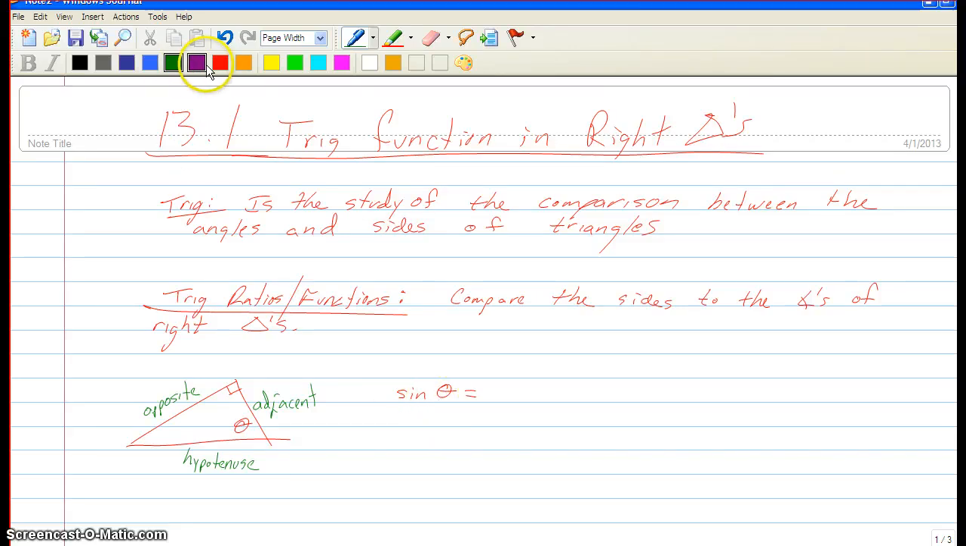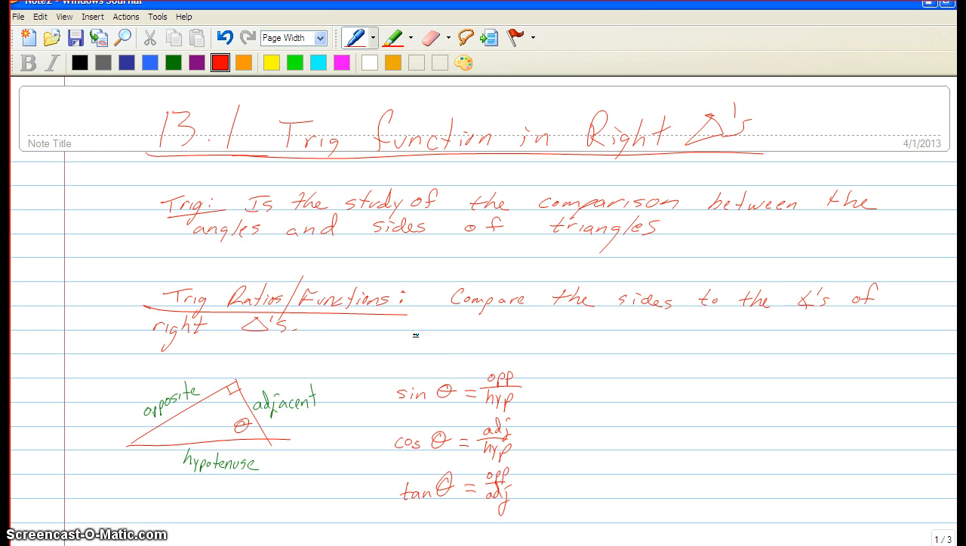So sine of theta in this particular triangle is defined as what? Do you guys remember? The opposite over hypotenuse. Cosine of theta, we abbreviate cos, is adjacent over hypotenuse. And then tangent of theta is opposite over adjacent.